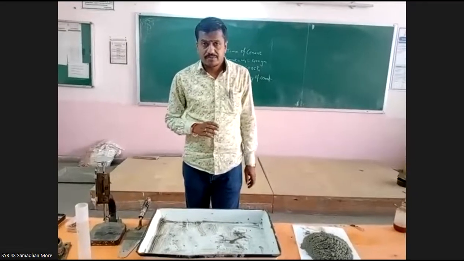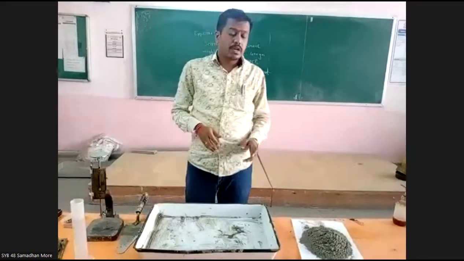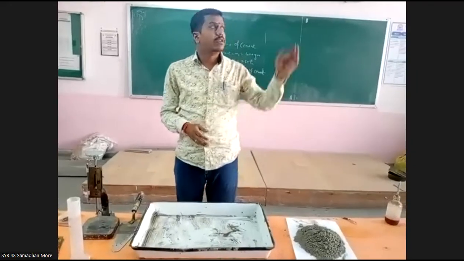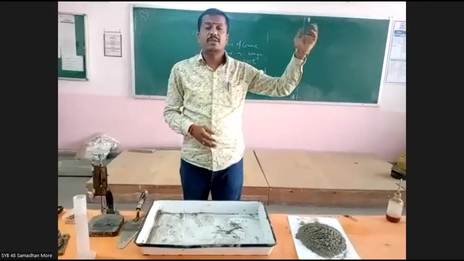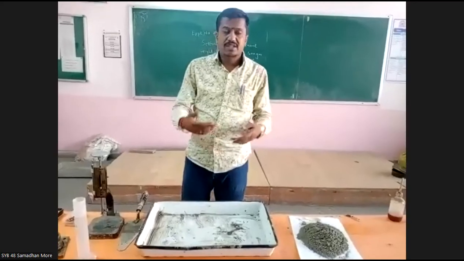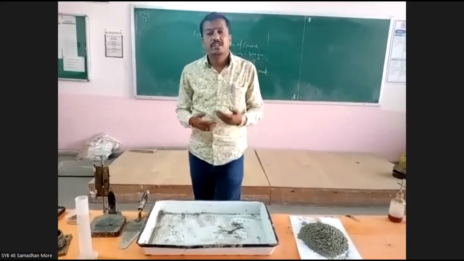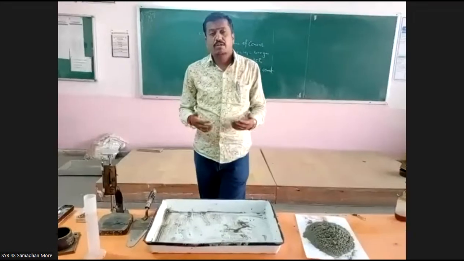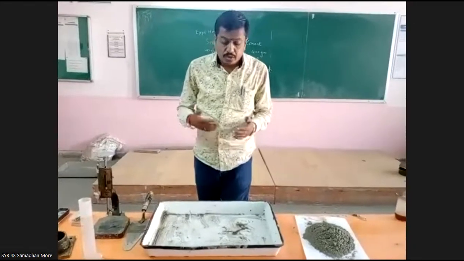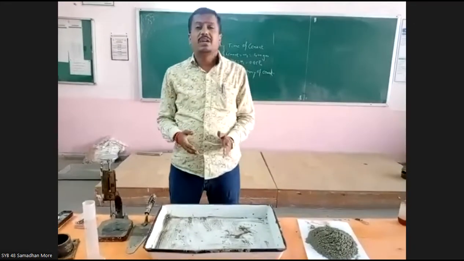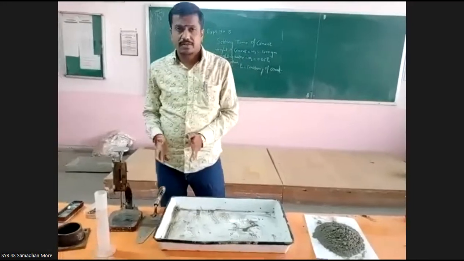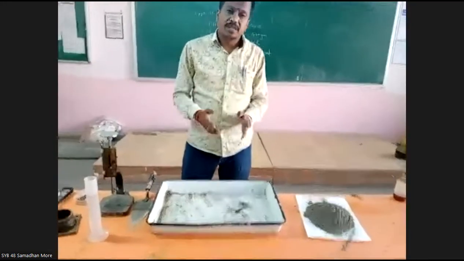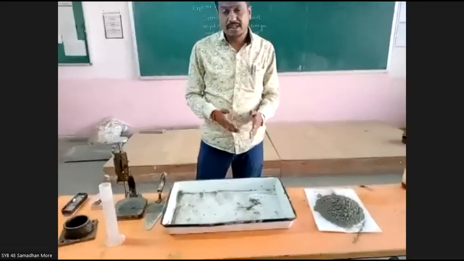Okay, that means if you are going to construct concrete in a structural element like a slab or a column, and the cement gets hardened within 30 minutes, it will not be of any use. So the initial setting time of the cement must be more than 30 minutes, and the final setting time must be less than 10 hours, that is 600 minutes.